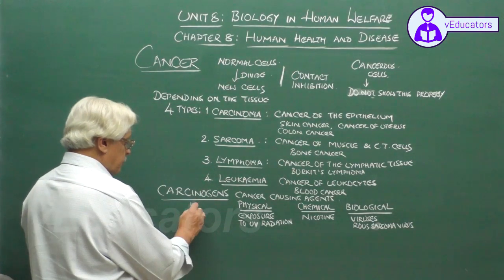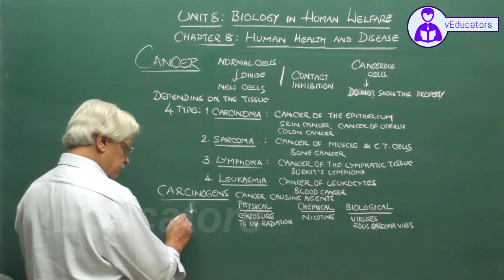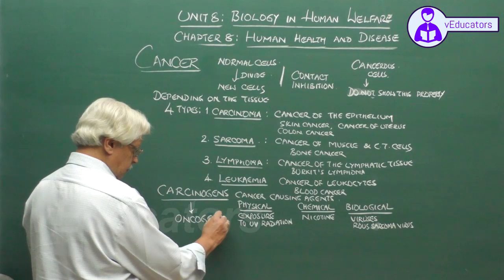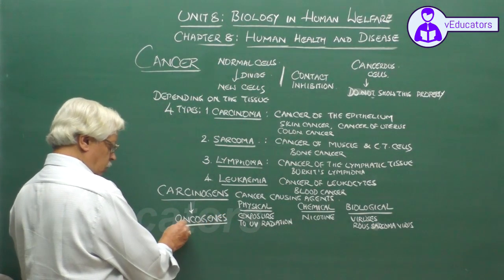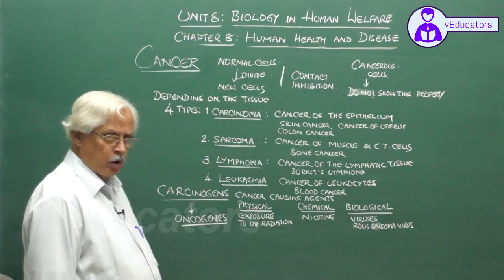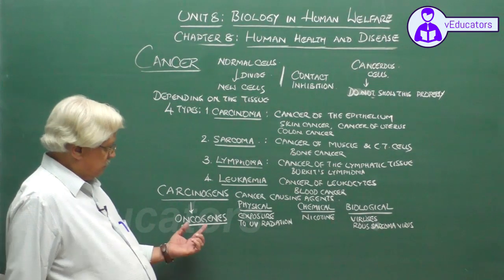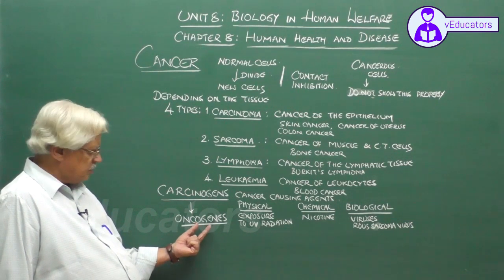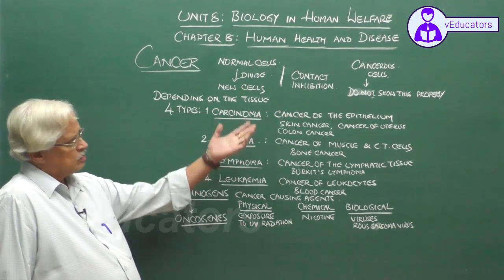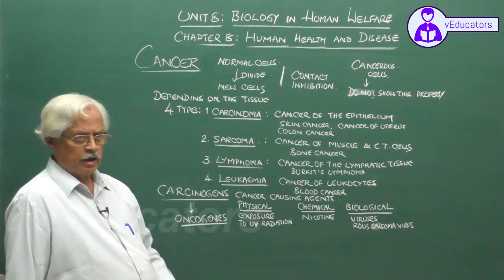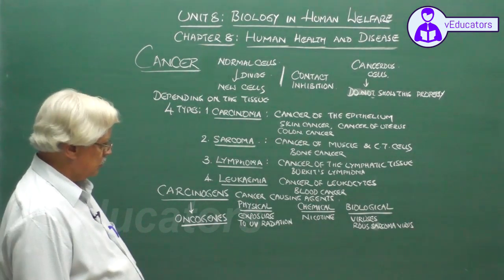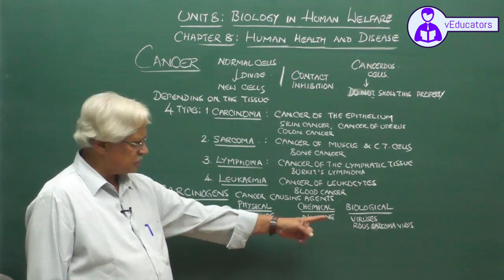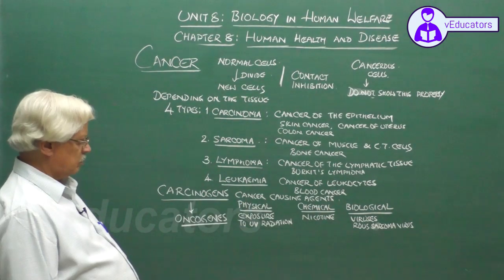The genes responsible for this condition, they are called oncogenes. Everyone has these oncogenes, but when these oncogenes go out of control, cell division goes out of control and leads to cancer. It may be due to physical carcinogens or chemical carcinogens or biological carcinogens.